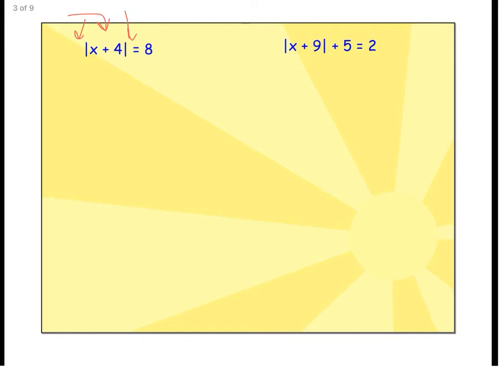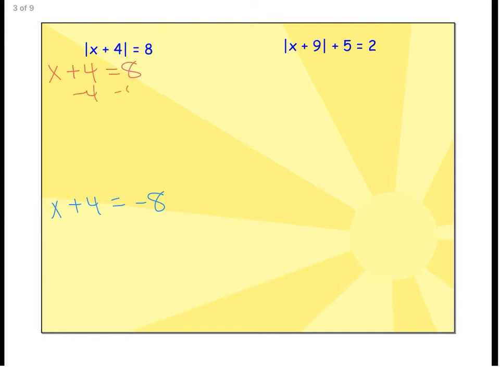From here, we're going to split this into two equations, and I'll explain why. The first one is going to stay x plus 4, so I drop the absolute value bars, is equal to 8, because that's the positive solution. The second one will be x plus 4 is equal to negative 8. That's our negative solution. Now I solve each of them independently.